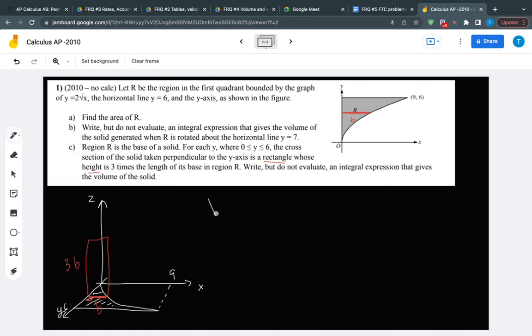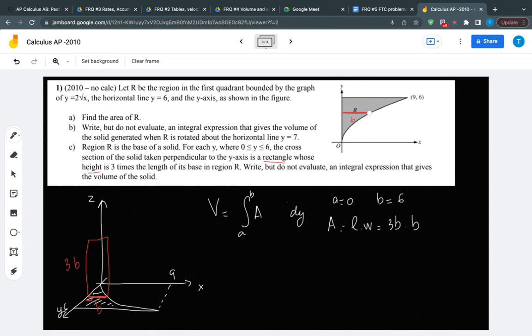We know that the volume of the cross section is the integral from a to b of the area, and it could be dx or dy, depending on the situation. Because the bar moves along the y-axis from 0 to 6, as they mentioned, y from 0 to 6, we use dy. So a is equal to 0, b is equal to 6, and the area of the rectangle is length times width, where the length is 3b and the width is b.